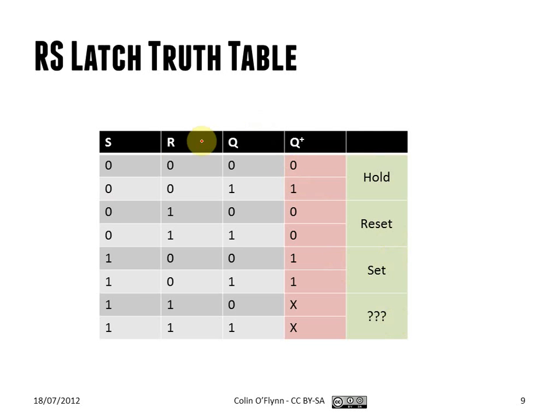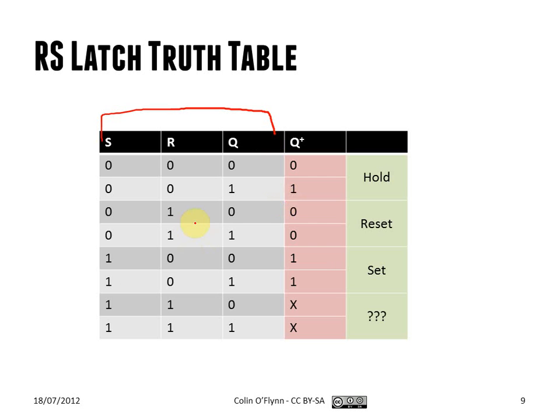And this is shown here in a truth table. So we have the set input, the three inputs. Set and reset are one input each, and the third input is the previous state of Q. So if set and reset are zero, then the new state of Q is just the same as the old state of Q.